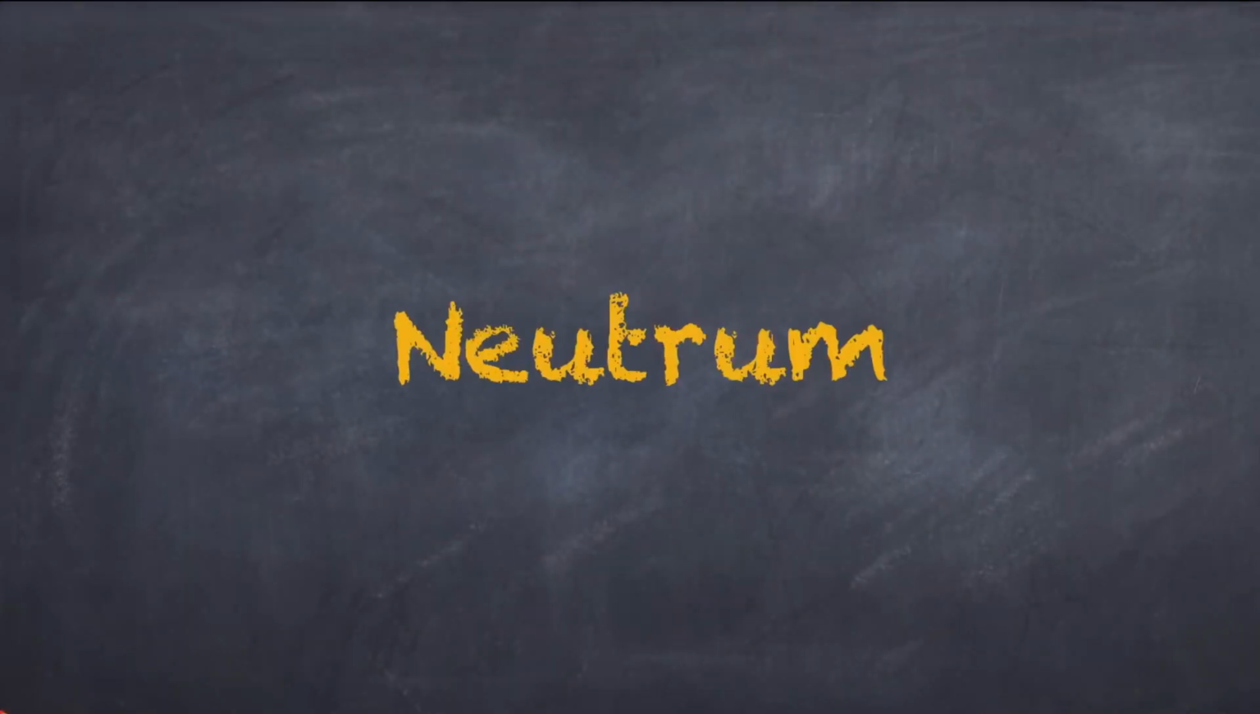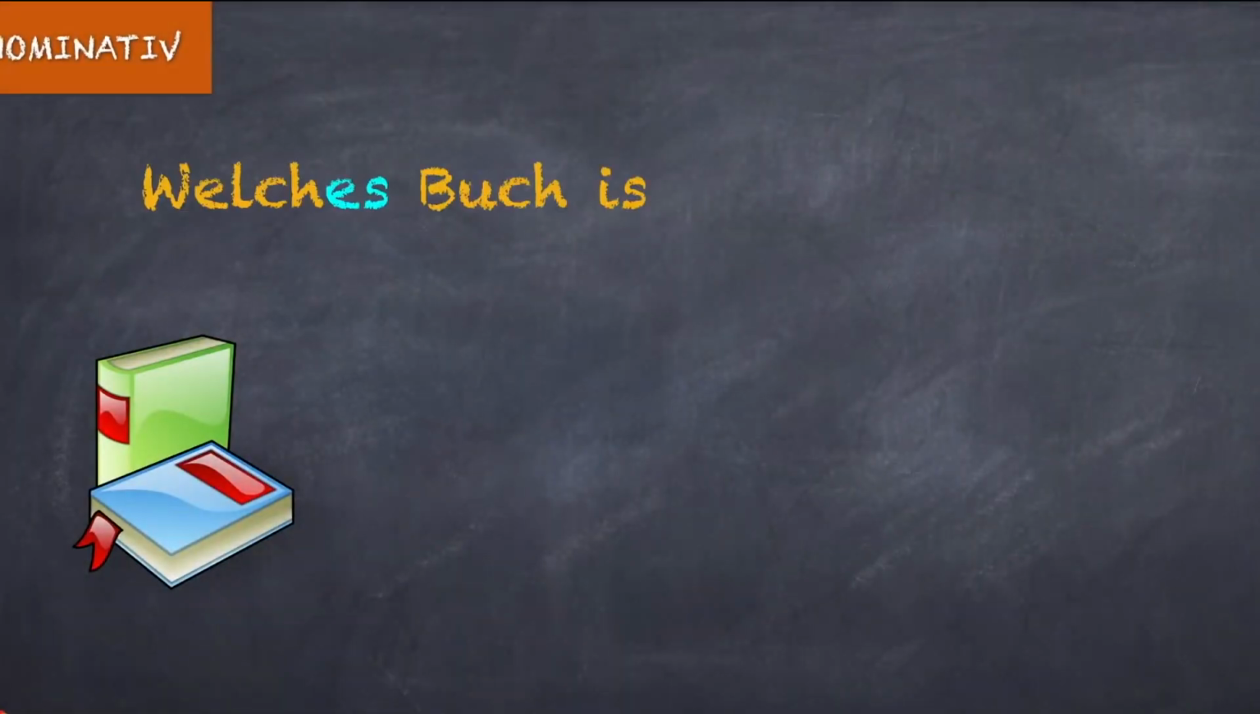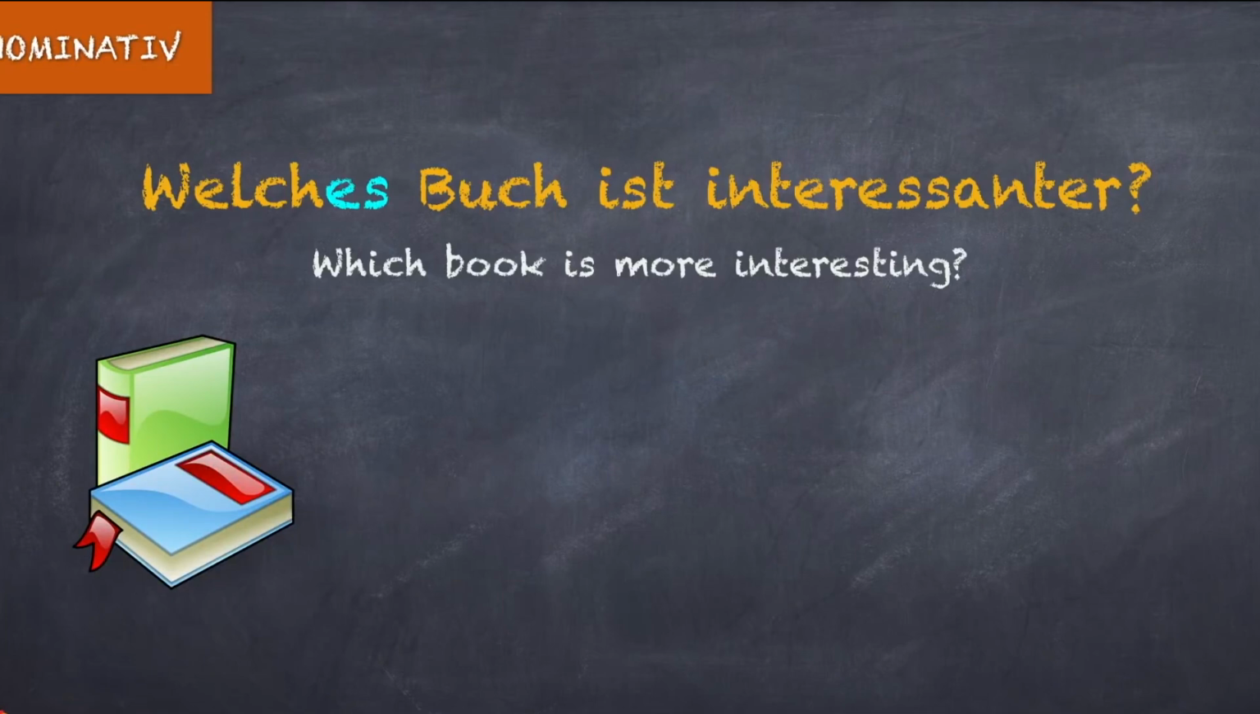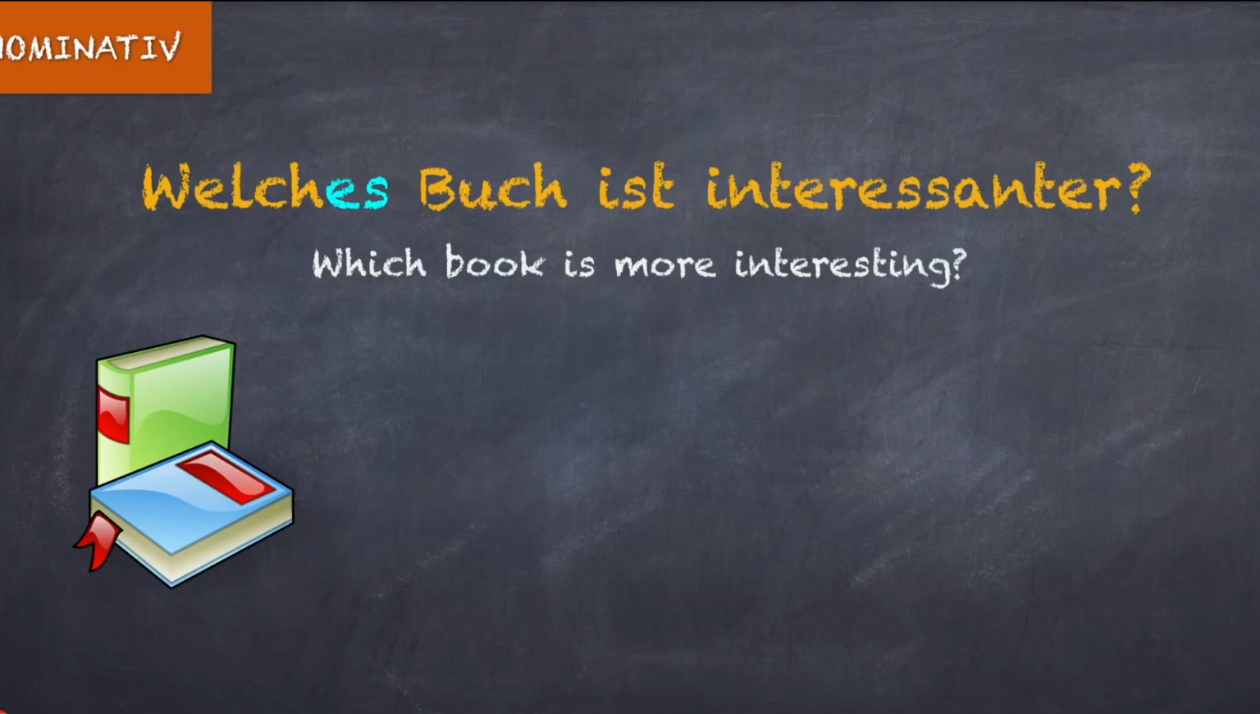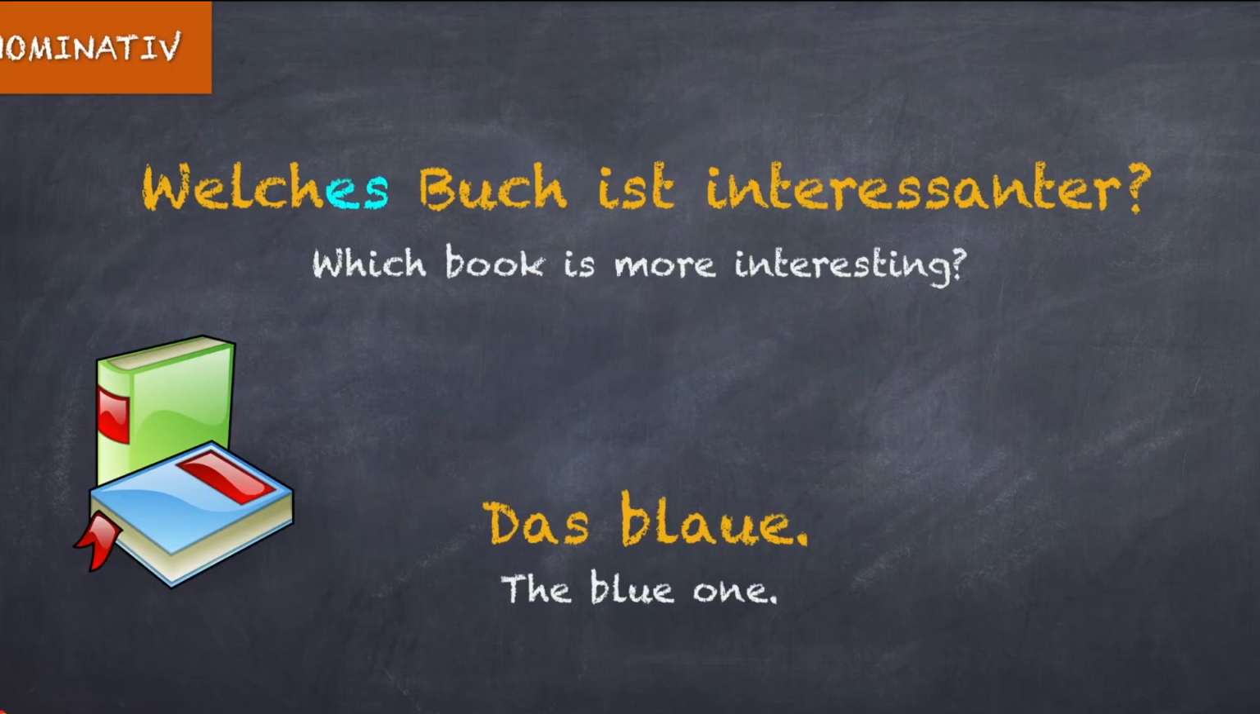Now let's move on to the Neutrum article. Let's look at the nominative case. Welches Buch ist interessanter? The article for Buch is das Buch. Welches takes the es from the article das and uses that as an ending. Hence you say, welches Buch ist interessanter? And the answer is das Blaue.